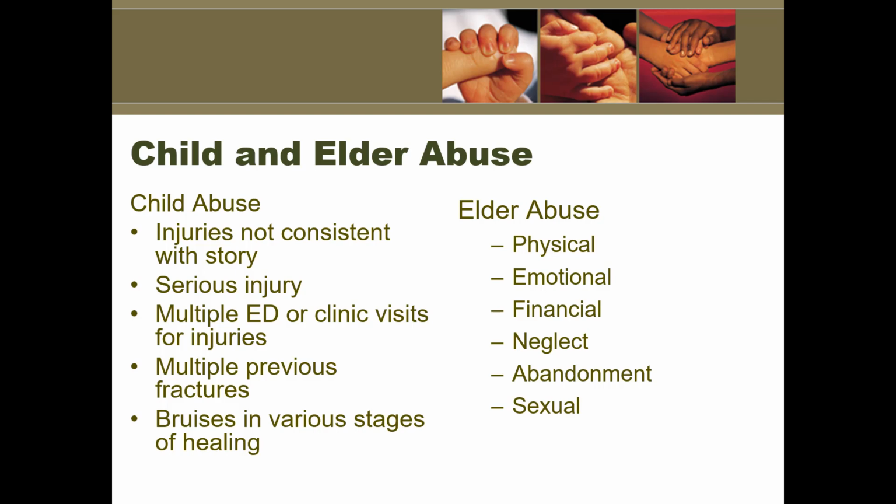Each year, thousands of adults over the age of 60 are abused, neglected, or financially exploited. This is elder abuse. And abuse can happen in many places, including the older person's home, a family member's house, an assisted living facility, or a nursing home.